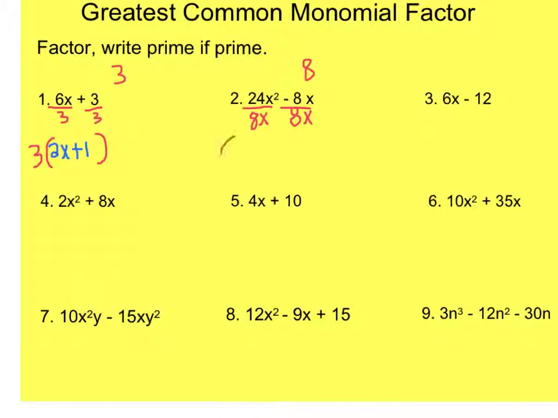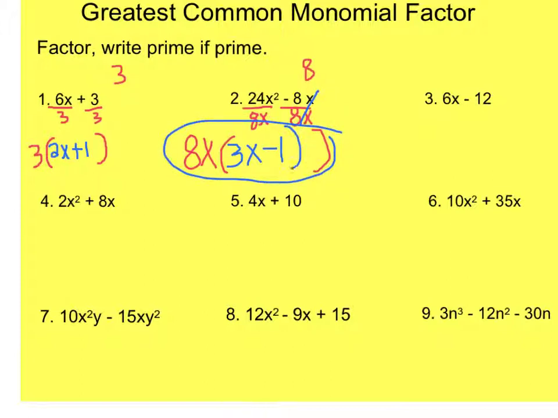Now I'm going to make myself a parentheses. I'm going to write 8x here. And now I'm going to divide. 24 divided by 8 is 3. 2 x's take away 1x is just 1x. Next, I'm going to do 8 divided by 8. That's 1. And notice right here, my x's will cancel out. So this is what I'm left with. I'll put my parentheses a little closer there. I'm left with 8x multiplied to 3x minus 1.